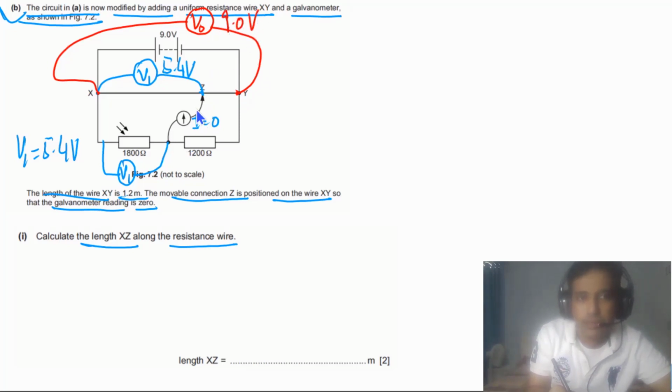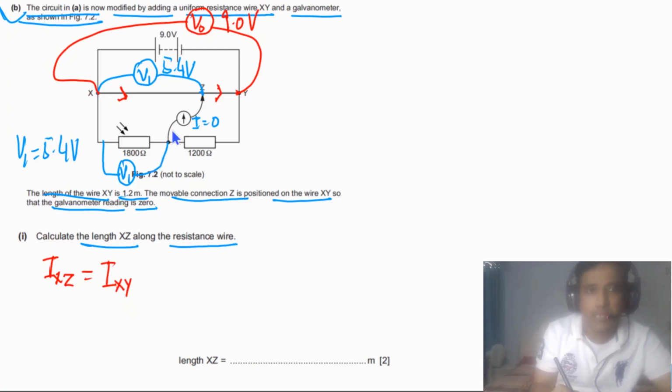As there is no current in this wire, it means the current passing through XZ is the same as the current passing through XY, meaning current in this whole wire is the same. So simply we can say current passing through XZ is equal to current passing through XY, as no current is entering from this branch. So the current across this one we can simply find by writing the potential difference across this one, that is equal to 5.4 divided by resistance of this part of the wire.